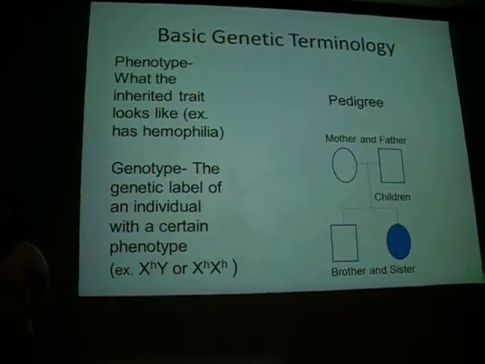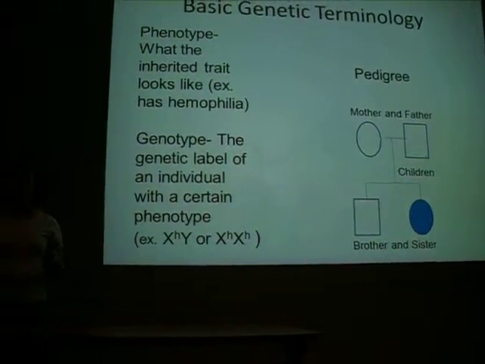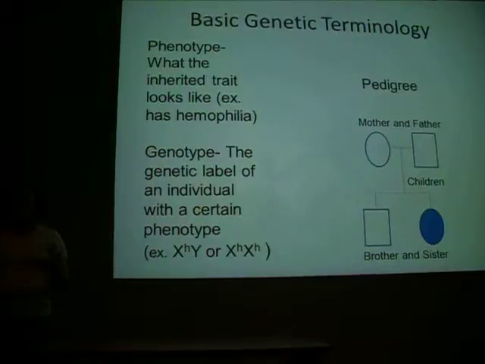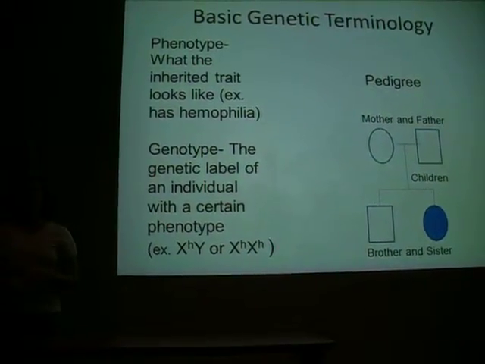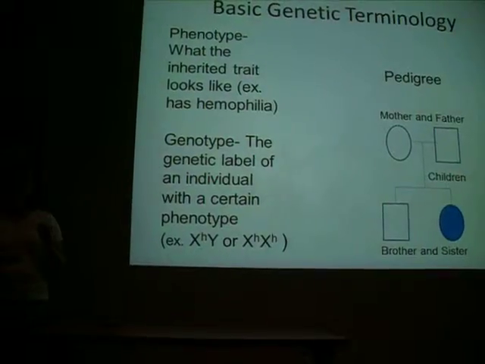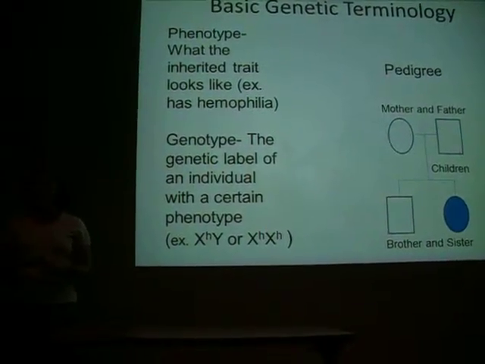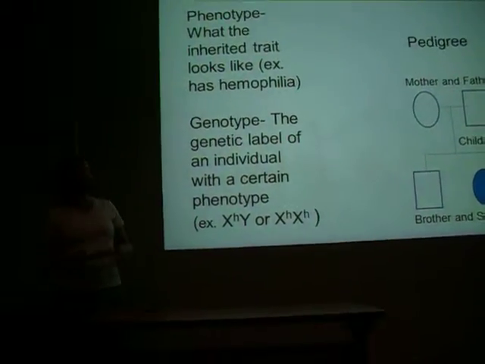The first things we need to talk about are terminology. So a phenotype is actually what the trait of interest looks like. So for this example, whether or not the individual has hemophilia. The genotype then is the genetic label that is applied to each individual as related to the phenotype.